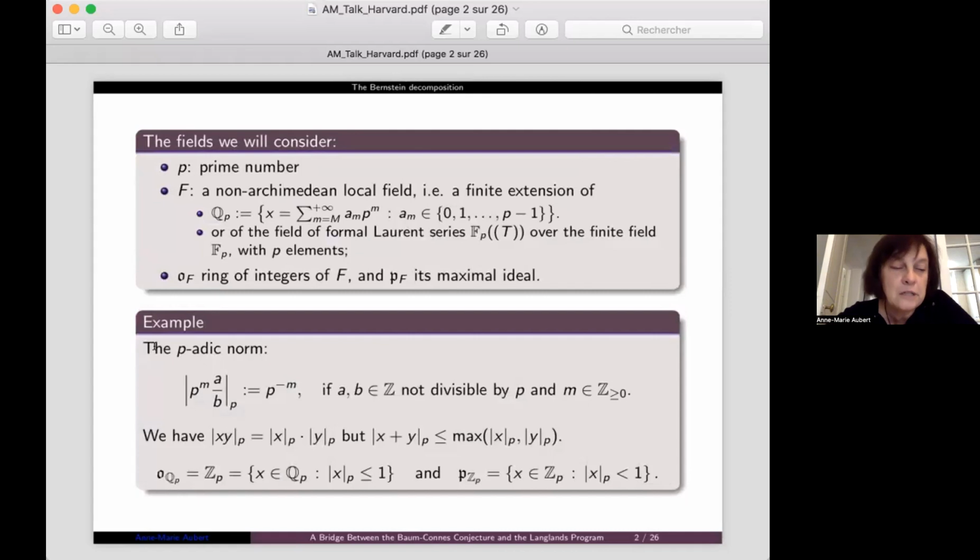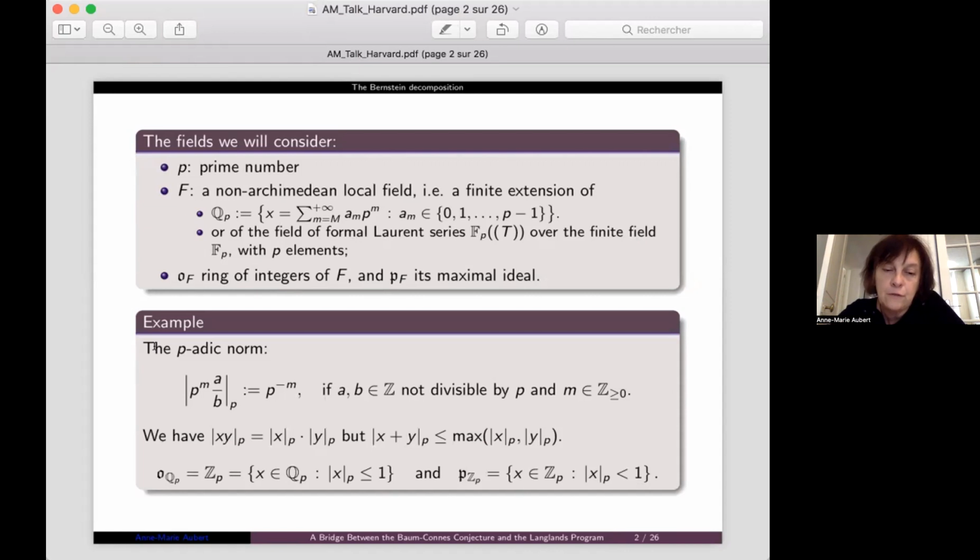First, the group: I will consider a group of points over some fields. And what are the fields? So we fix a prime number p, and I will consider non-Archimedean local fields. That is a finite extension of the field of p-adic numbers, Q_p, which are the elements that can be written as a sum like this. So x is a possibly infinite sum of a_m p^m, but it is infinite only when m is growing. So it could be Q_p or a finite extension of Q_p. And in that case, the characteristic of my field F is equal to zero. And such a field is usually called a p-adic field.